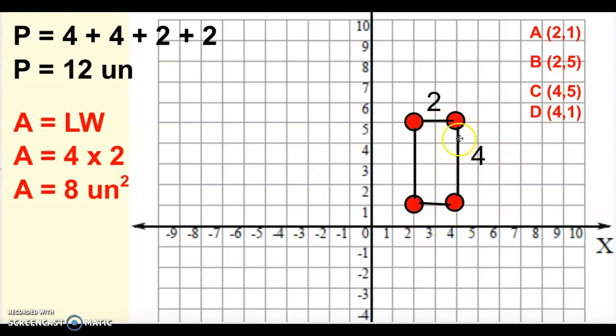So my length was 4 and my width was 2. Well, 4 times 2 is 8 units squared. If you look, there are 8 boxes inside of this. That's why it's 8 units squared. And the perimeter is 4 plus 2 plus 4 plus 2, and it's 12 units.